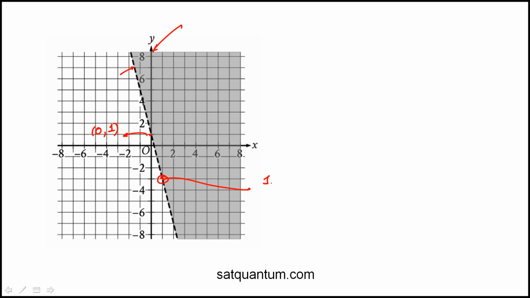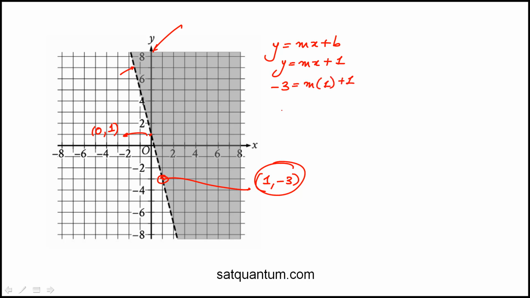This would be (1, -3). So we know if we start with the y equals mx plus b form, b is 1. And then we also know y is -3 if x is 1. So this would be m is equal to -4. So our equation of that straight line is y equals -4x plus 1.